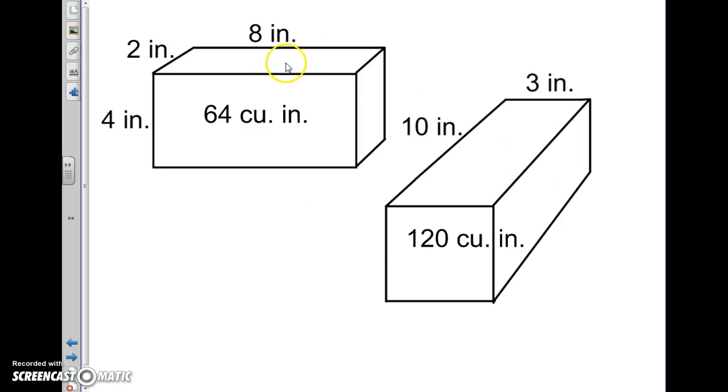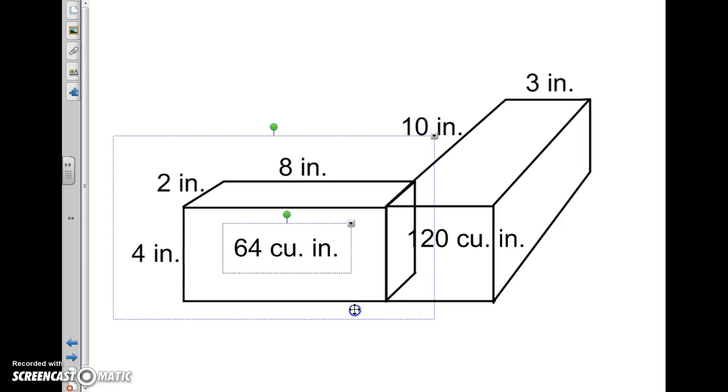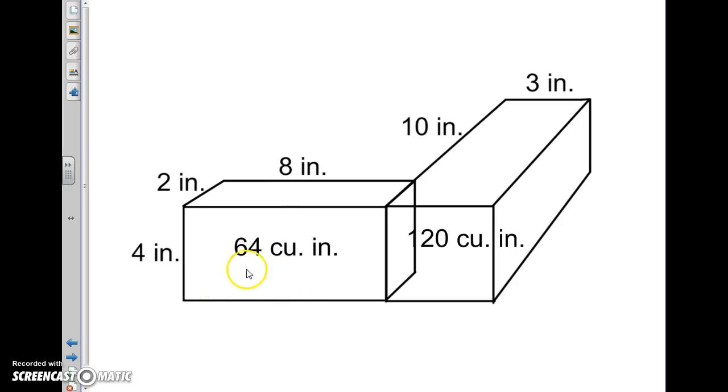And all I need to do is put those together, right? Which means I'm just going to add up these two volumes, and that's going to give me a total of 184 cubic inches.